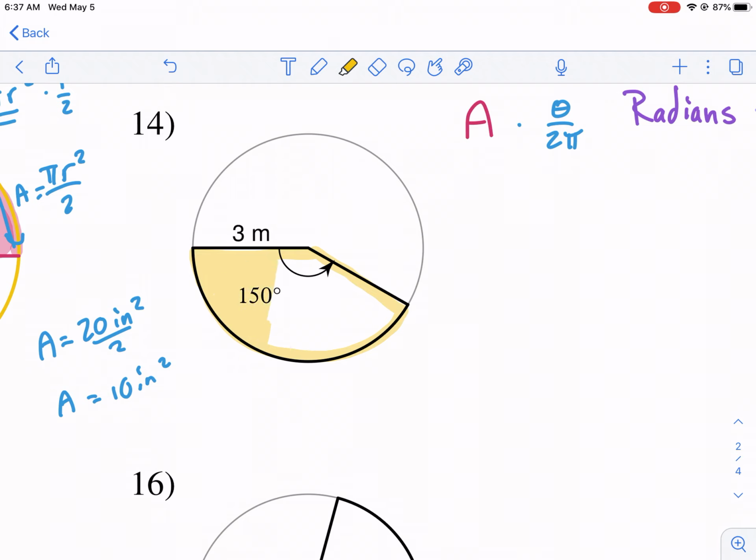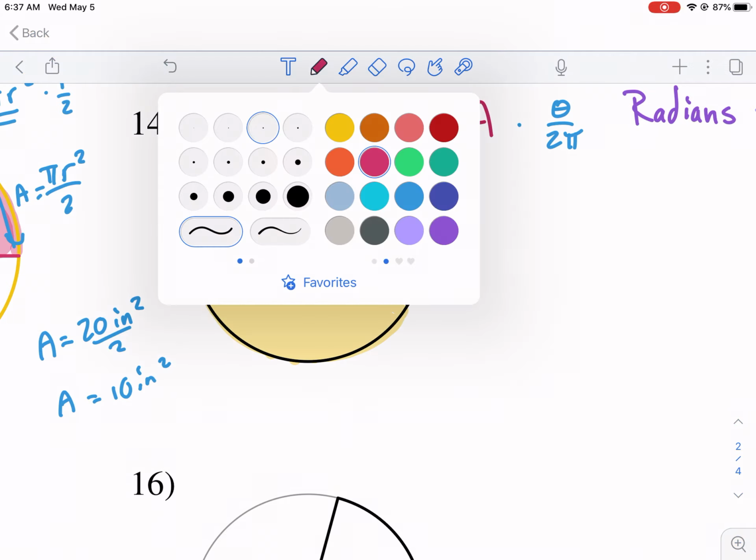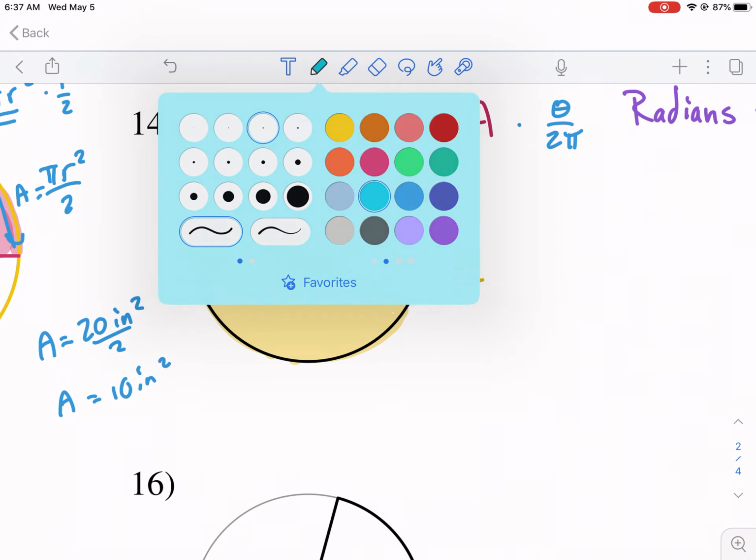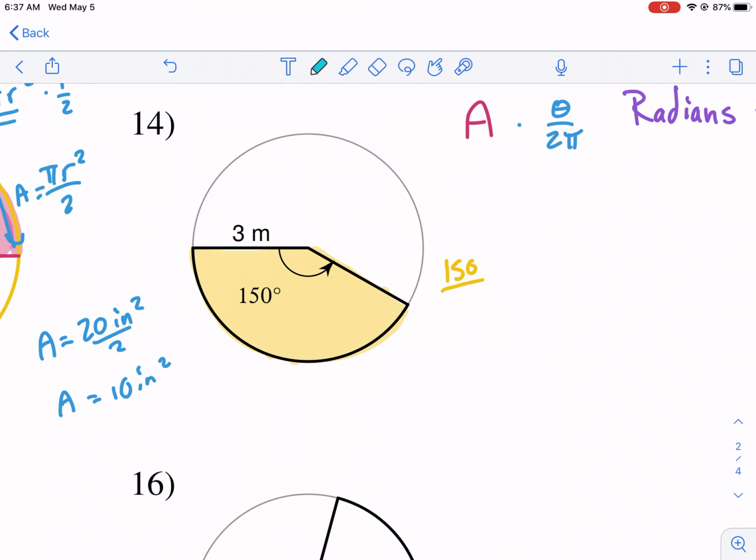So we need to multiply the area of the full circle times the portion that 150 is of the complete circle. So we're going to take 150, divide by 360. And that will tell us our portion, 150 divided by 360. Now, we could either write this as a decimal or a fraction.